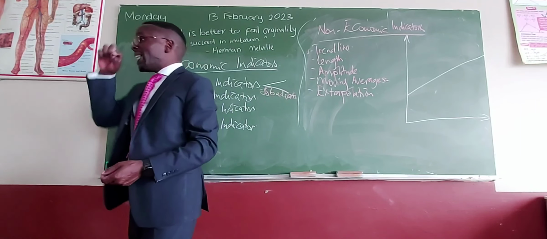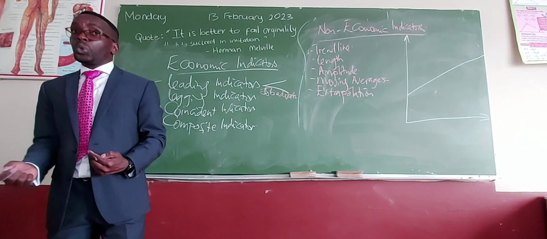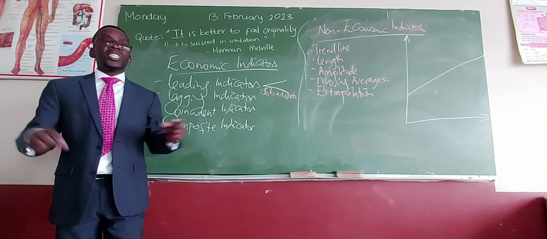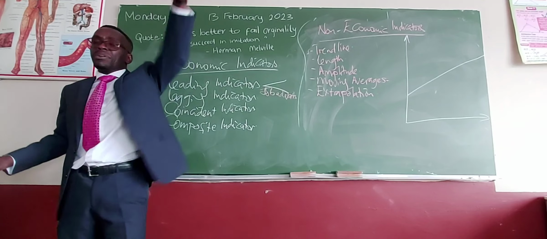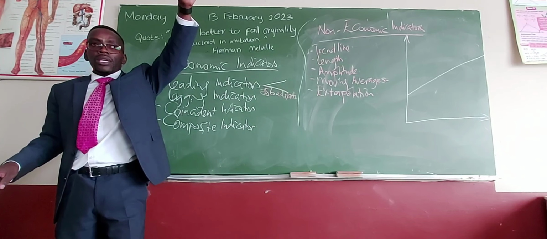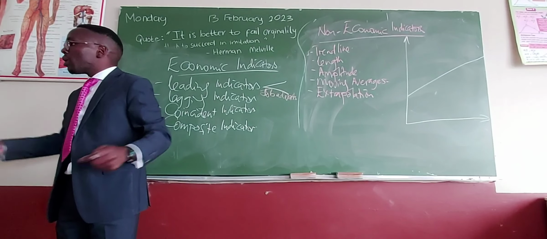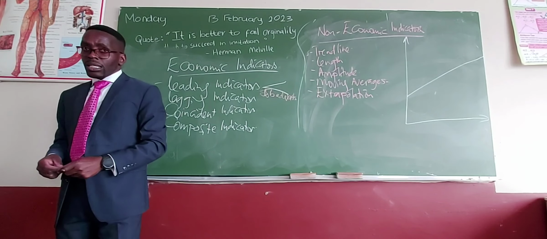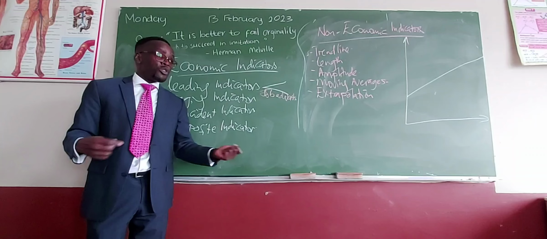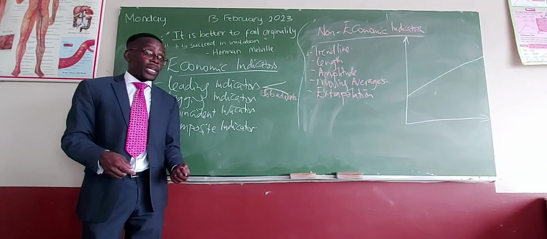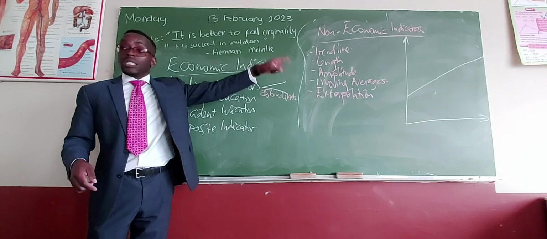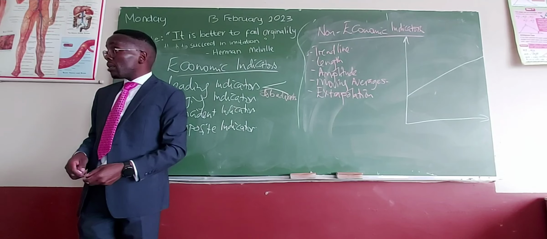And you now need to understand that the ideal situation with a trend line is that it is supposed to be a positive trend line. If it is a positive trend line, then it shows that there is economic growth. And that would be good news for every government. So our general trend is supposed to be a positive trend.